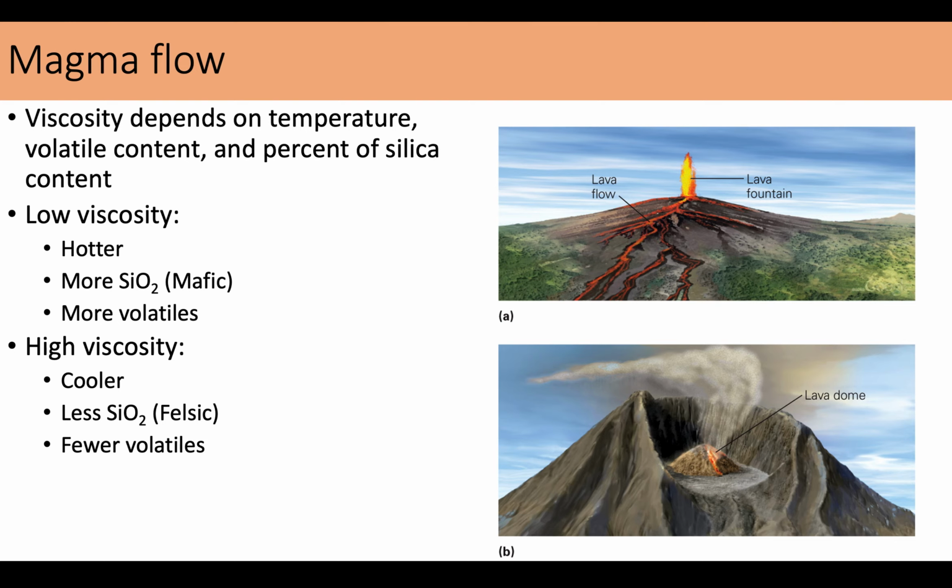So that low viscosity magma is going to flow a lot more. Like this diagram here, we're going to have flowing lava, versus a high viscosity magma or lava is not going to flow very much. It can actually dome quite a bit and clog up the top of the volcano, causing a much more explosive volcano.